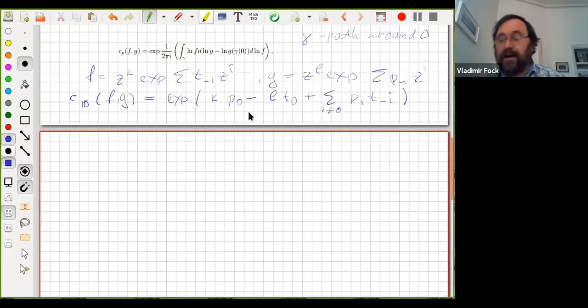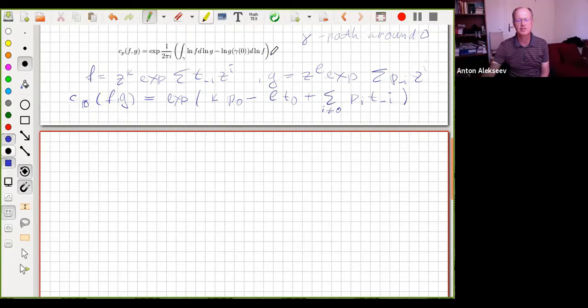These two formulas are both very important, and maybe I'll speak a little bit about this formula as well, how one can interpret this formula in another way. So there is some geometric interpretation.